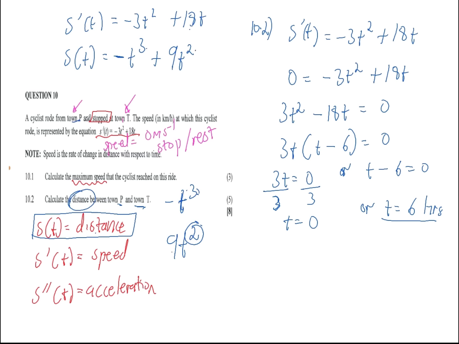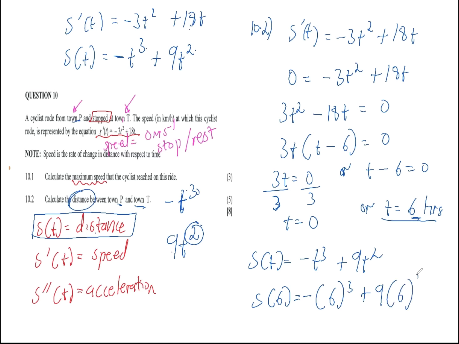original equation. So my original equation for the distance is what? S(T) is equal to negative T cube plus 9T squared. But then remember that the time is 6 hours. So we want to find what is the distance that has been covered in 6 hours. So in 6 hours, we would have to say if our T is 6 here, then what is the distance that has been covered within that 6 hours?